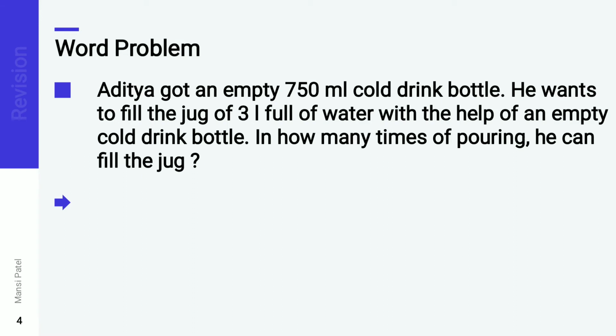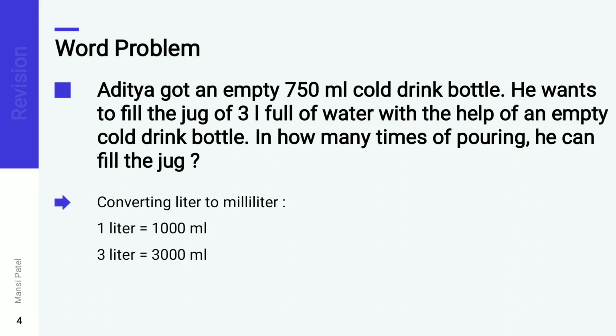So first, let us convert this big unit, liter, into milliliter. As we know already, 1 liter is equal to 1000 milliliter. Then 3 liter is equal to 3000 milliliter.